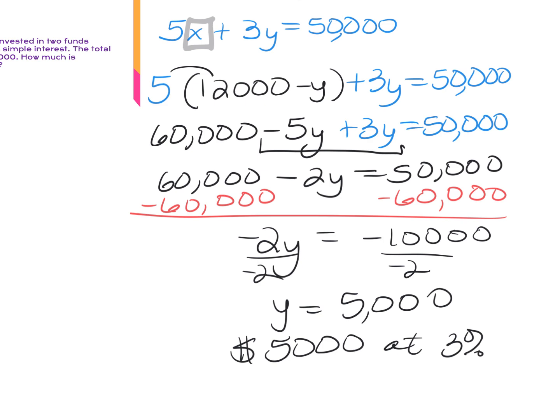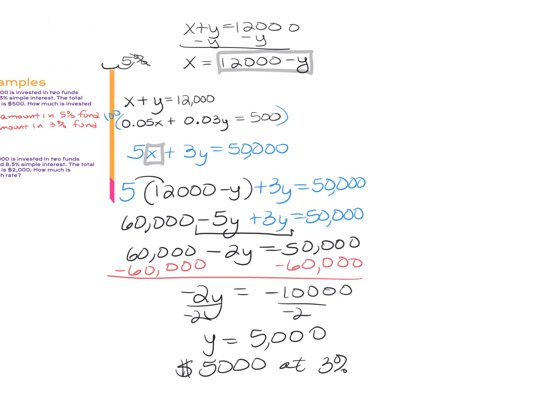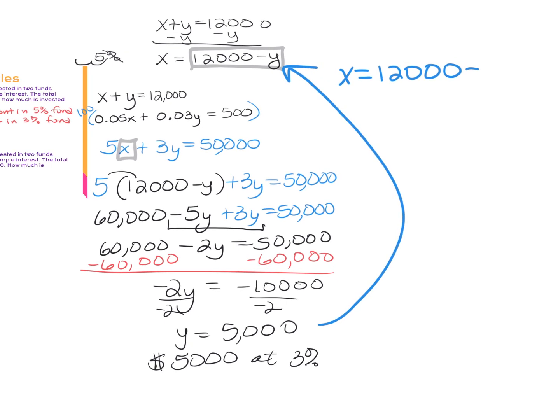And again, I could either go back to one of my two originals, but honestly, what'll be the fastest one to plug it into is the rearranged. Or again, just subtract 12,000 minus 5,000 is what I'm doing. So 12,000 minus what I just calculated for y, which is 5,000. So the amount that was invested at the 5% is $7,000.